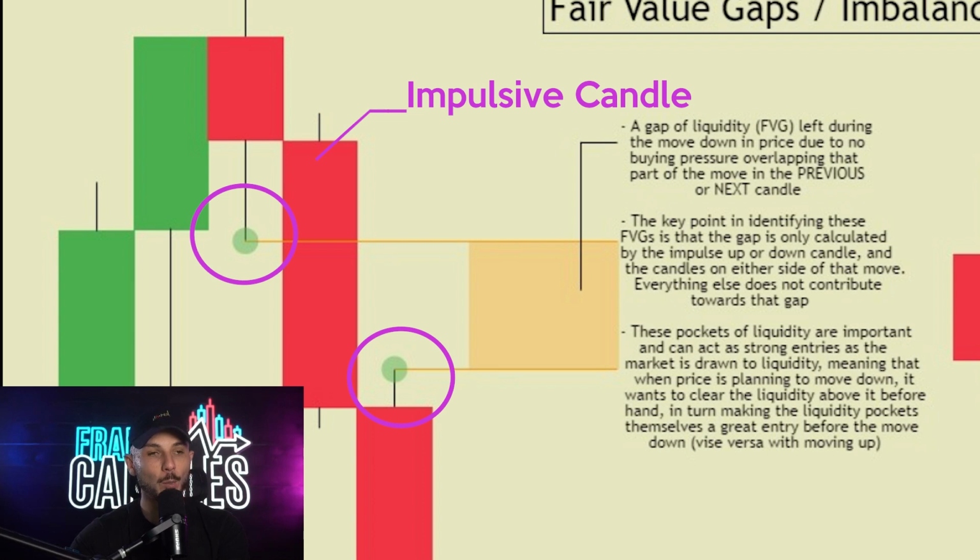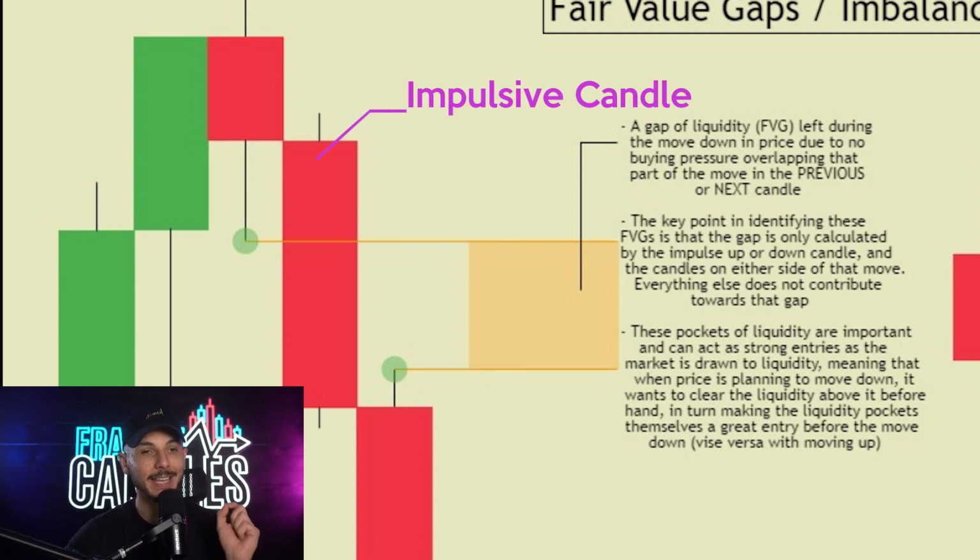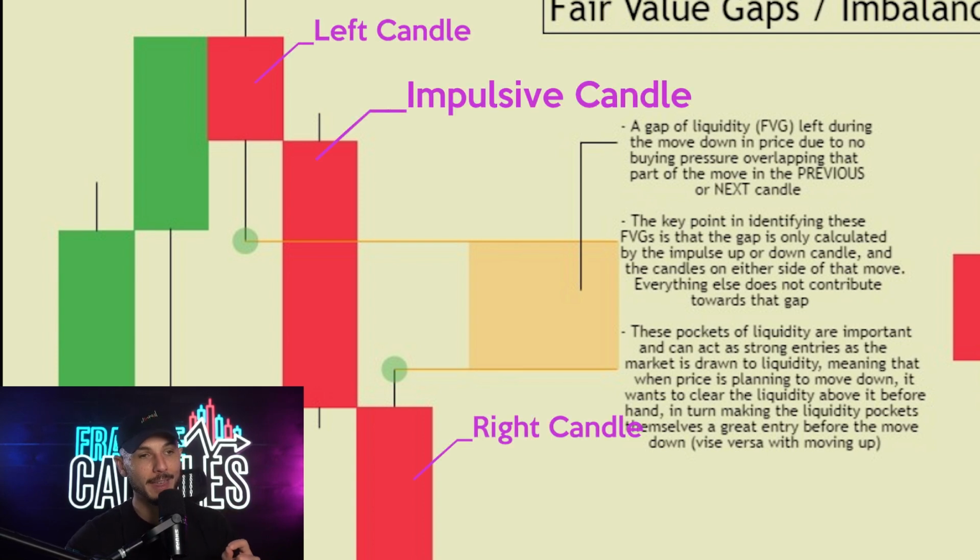So this is what's called a fair value gap. The key point in identifying these fair value gaps is that the gap is only calculated by the impulse up or down candle, which would be this candle right here, and the candles on either side of that move, being this candle and this candle. Everything else does not contribute towards the gap.